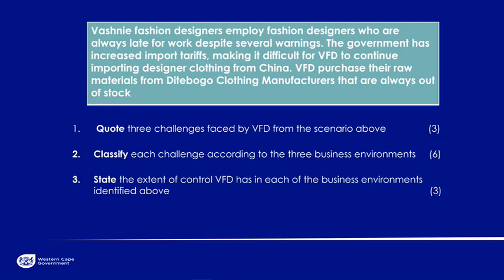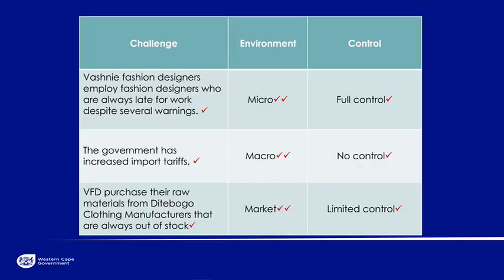If you match the wrong quote with the environment, you're not going to get the marks for classifying the 3 business environments. So a lot of people think just because they see the words 3 business environments, now I can just name them in any order. They have to be linked to the quote. If you don't link it to the quote, you are only going to get marks for the quote and nothing further, because the information needs to correspond and link to each other to show that you understand how they are related to each other. And then the last one, state the extent of control that the VFD has in each of the business environments. And again, I'm going to look through the answers with you, and I'll show you how they need to be linked.